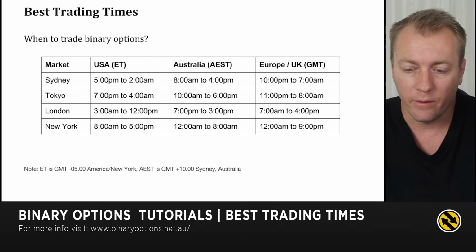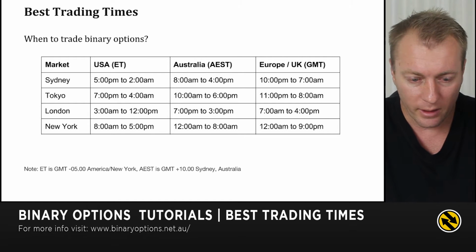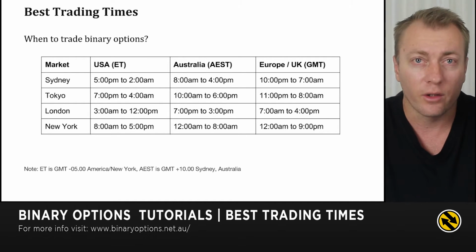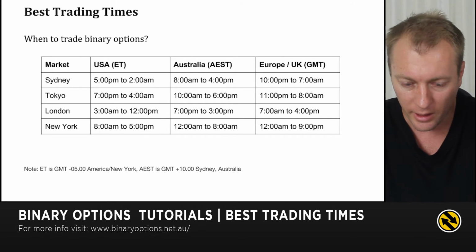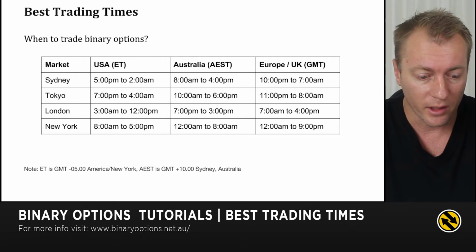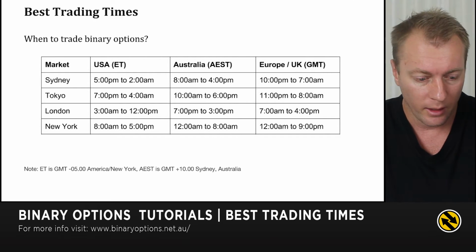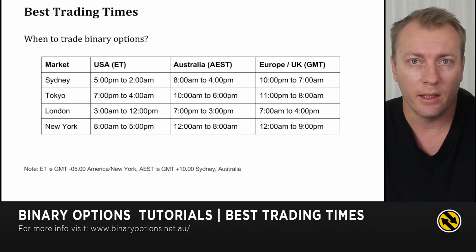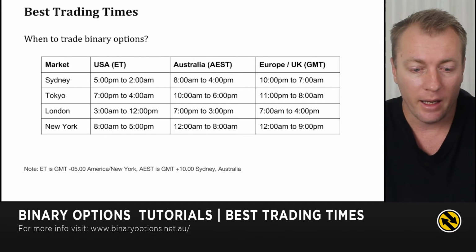In Australia between 8 and 4, Europe between 10 and 7. If you're based in Australia and you want to trade, say, the New York Stock Exchange, it's going to be between midnight and 8 in the morning. So that's if you're targeting a specific time zone, but you're in a different locale. So just keep that in mind. Also note that GMT is +0. So for example, Australian Eastern Standard Time is GMT +10 and ET time is GMT -5.